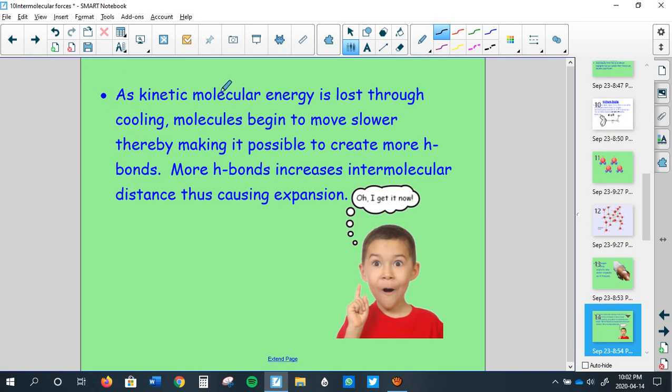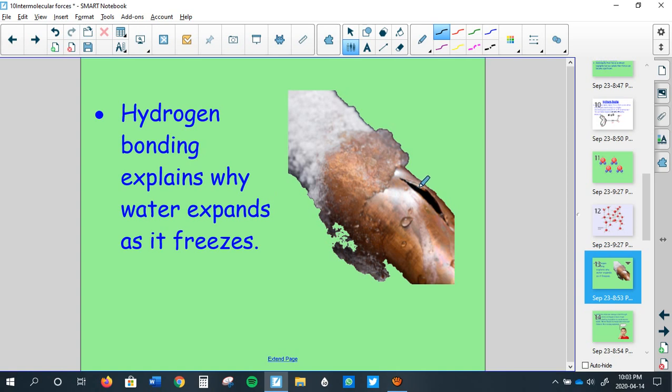As kinetic molecular energy is lost through cooling, water begins to move slower, allowing for the creation of more of these hydrogen bonds. So more hydrogen bonding means more intermolecular forces, more distance that causes expansion. As they begin to slowly move around, crystals of ice begin to form inside of this pipe. So increased hydrogen bonding will cause repulsive forces.